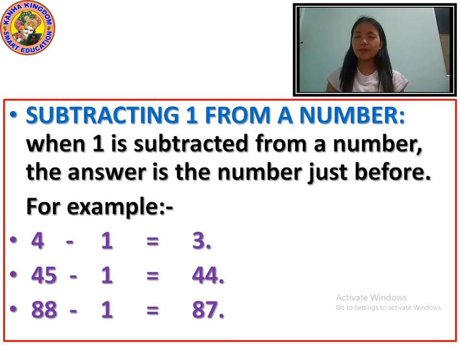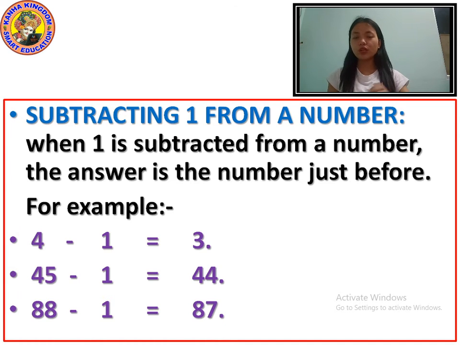Now we are going to learn about the second property of subtraction, that is subtracting 1 from a number. We'll see what will happen when we subtract 1 from a number. When 1 is subtracted from a number, the answer is the number just before. That means the answer is the number that comes just before that number.